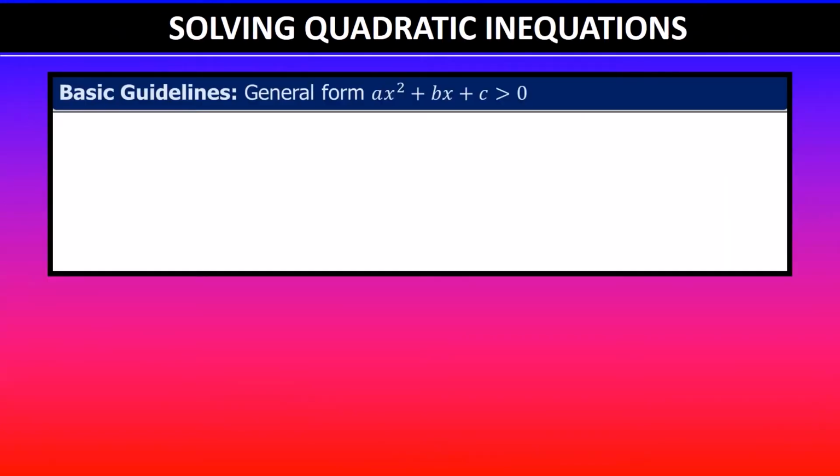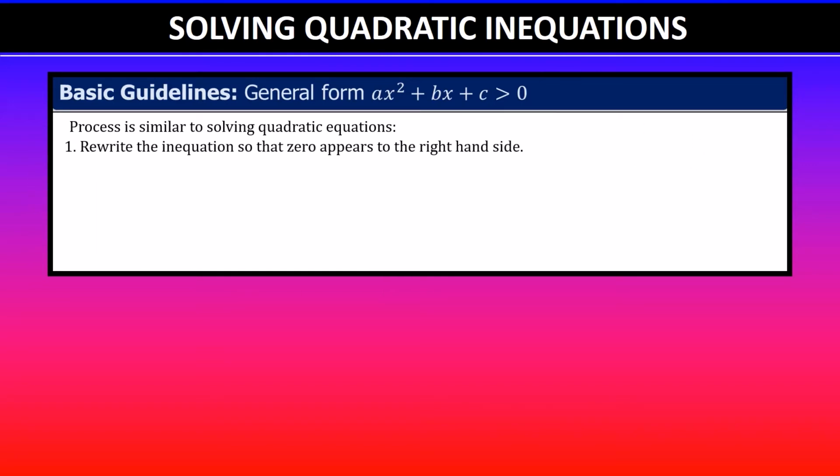So we'll look at some of the basic guidelines that you will need to follow in order to solve quadratic inequations. The process is similar to solving quadratic equations, where you rewrite the inequation so that 0 appears on the right hand side, putting it equal to 0. Once you have done that, you will need to fully factorize the quadratic inequation. So you're basically treating them like equations until the final step.